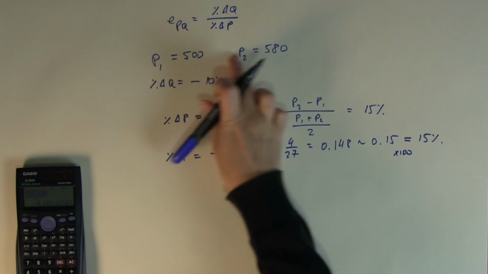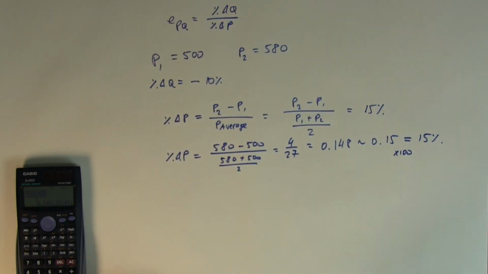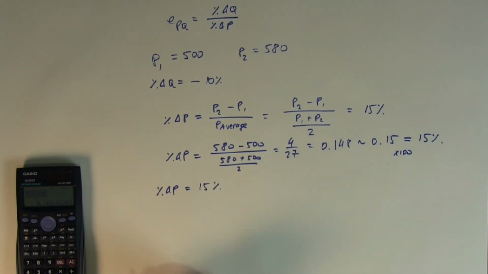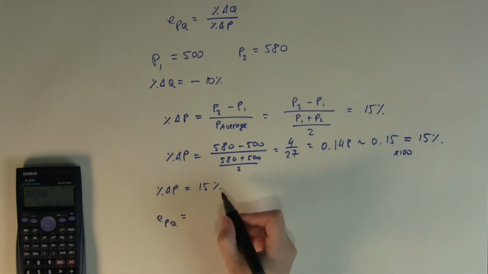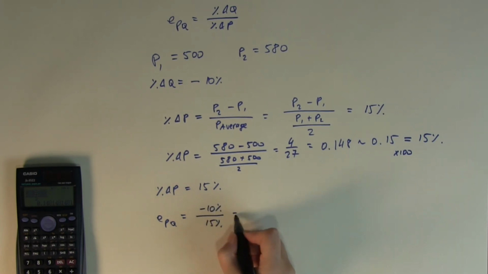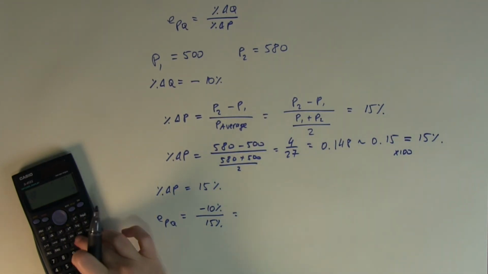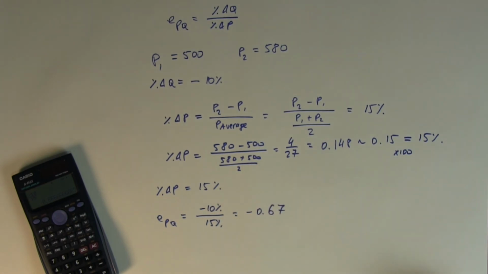So go back to the original calculation, which is the own price elasticity. Now I have got the percentage change in the price, which is a positive 15%. So the own price elasticity therefore will be minus 10% divided by 15%, and that gives me minus 10 over 15, minus 0.67 to 2 decimal places.